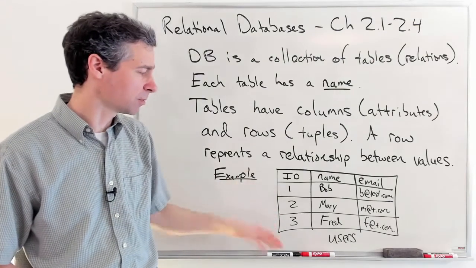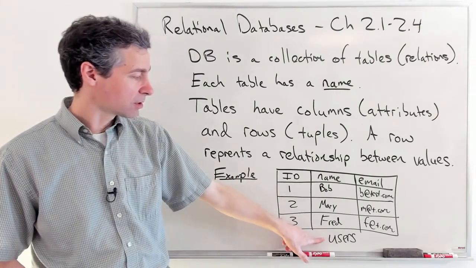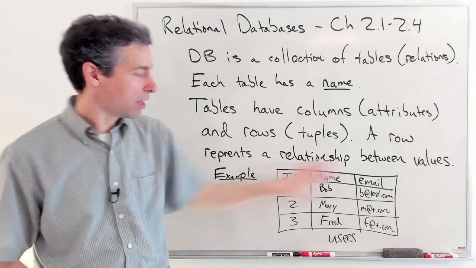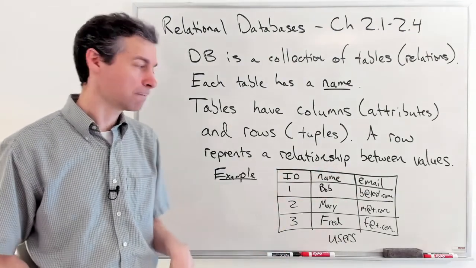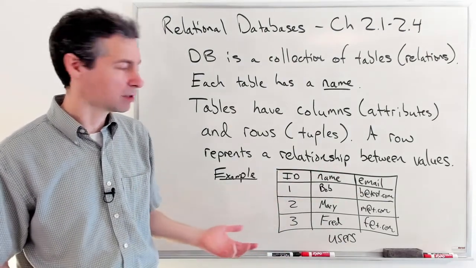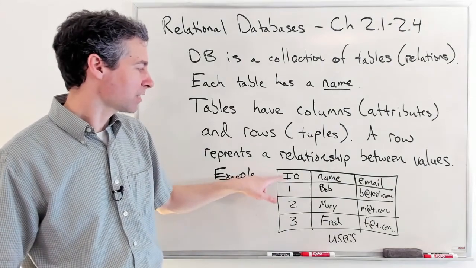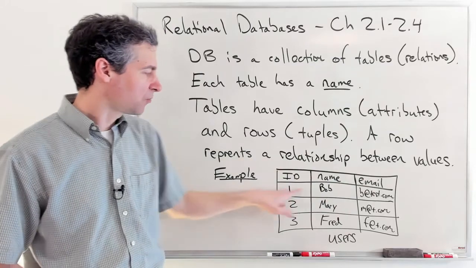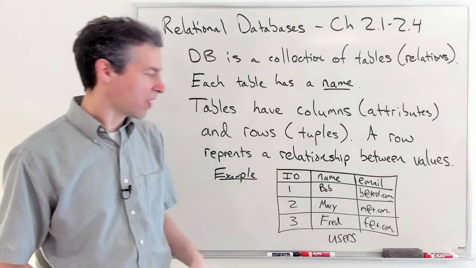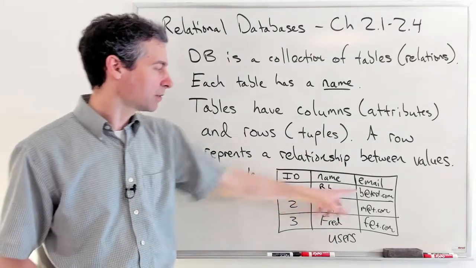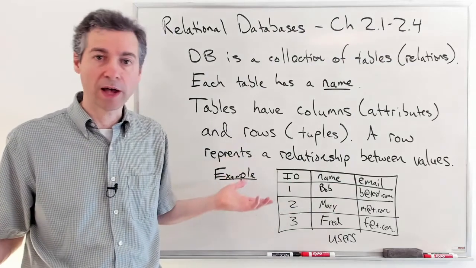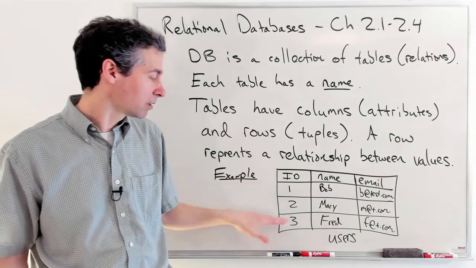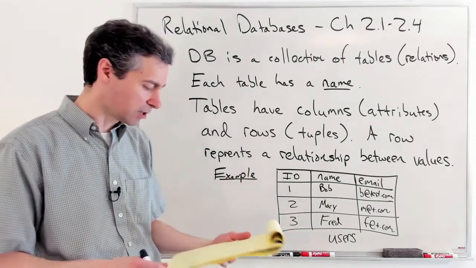So here's a real simple example. Here's the users table, okay, or relation if we wanted to. It has attributes of ID, name, and email, and we've filled each row with values in that table, and there's a relationship between those values as represented by each of those rows.